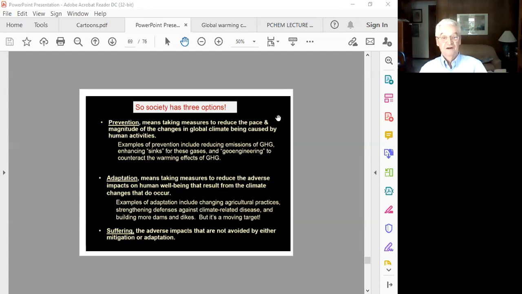But it's very much of a challenge to just find a perfect way. Okay, possibility two is adaptation. So we don't necessarily have to have Manhattan underwater and Florida underwater.